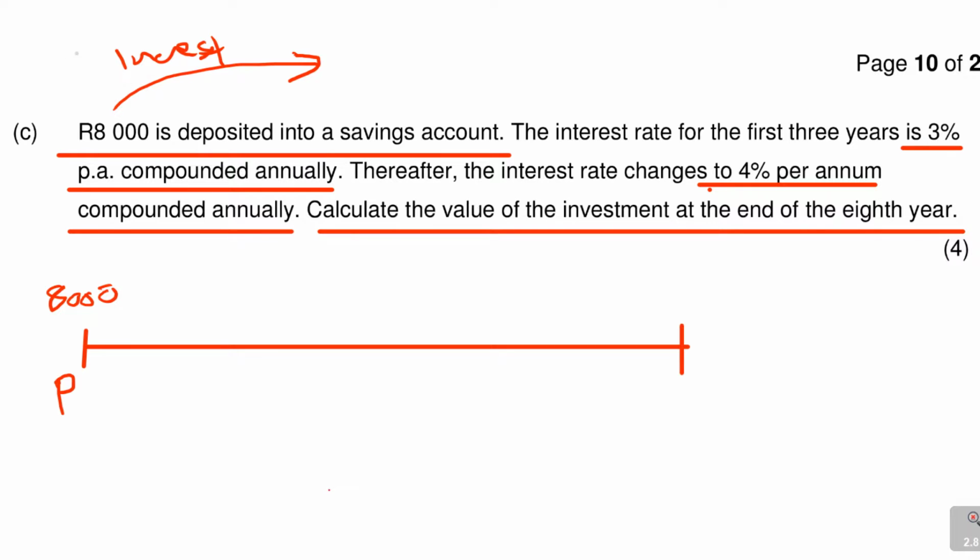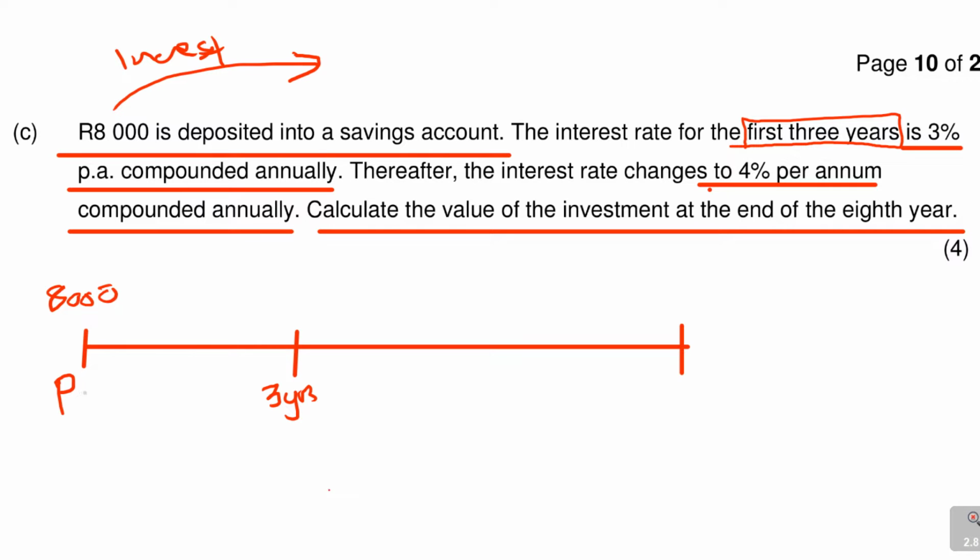Let me see this question. It says 8,000 is deposited into a savings account. The interest rate, okay, I got the question now. The interest rate for the what? They are telling you the interest rate for the first 3 years. There is the key. So we come here on our timeline to say somewhere here, remember it's 8 years, so it's 3 years here.